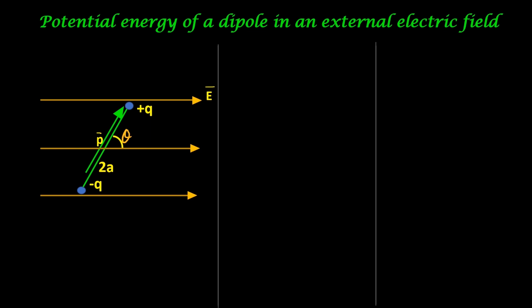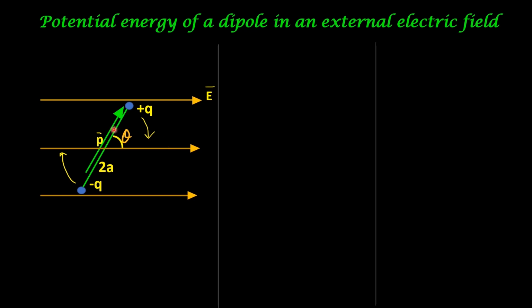You have already learned that when an electric dipole rests at an angle to the electric field, then a torque is developed. What is torque? Torque is nothing but turning force. As a result, the electric dipole rotates and aligns itself parallel to the electric field. In this case, it rotates in the clockwise direction. That is, the positive charge moves downward and the negative charge moves upward. Now, the dipole moment and electric field are in the same direction.